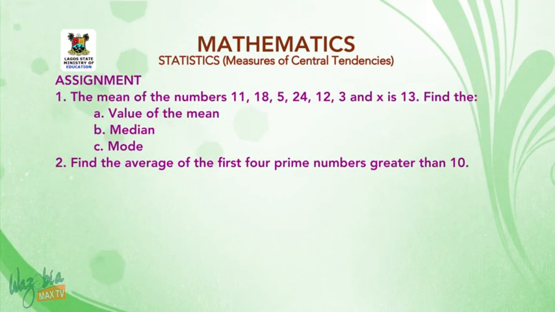So let's take some assignments. Number 1, the mean of numbers 11, 18, 5, 24, 12, 3, and X is 13. Find the value of X, then 2, the median, and 3, the mode. The second question: find the average of the first 4 prime numbers greater than 10. Thank you and have a nice rest.